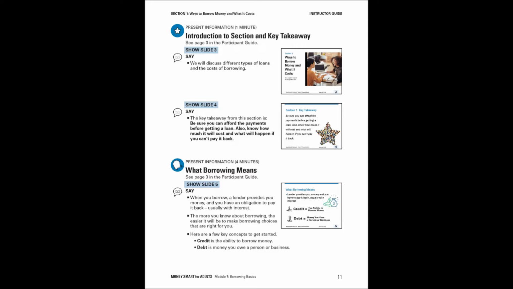Now, beginning with slide number 3, you're introducing the section, ways to borrow money and what it costs. Slide number 4, you're introducing the key takeaway, which is to be sure you can afford the payments before getting a loan. Also, know how much it will cost and what will happen if you can't pay it back. The first topic in this section: what borrowing means. You're going to be giving a definition of credit and debt.